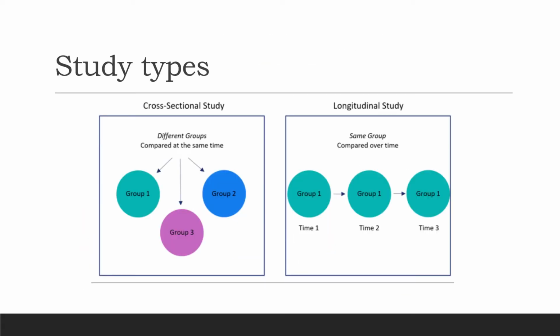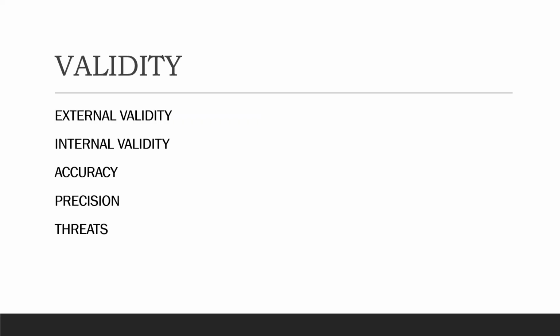Besides this, you also need clarity regarding cross-sectional and longitudinal study designs. In cross-sectional, you are studying different groups at one point of time. In longitudinal, you are studying the same group, but over a period of time. So that clarity has to be there.